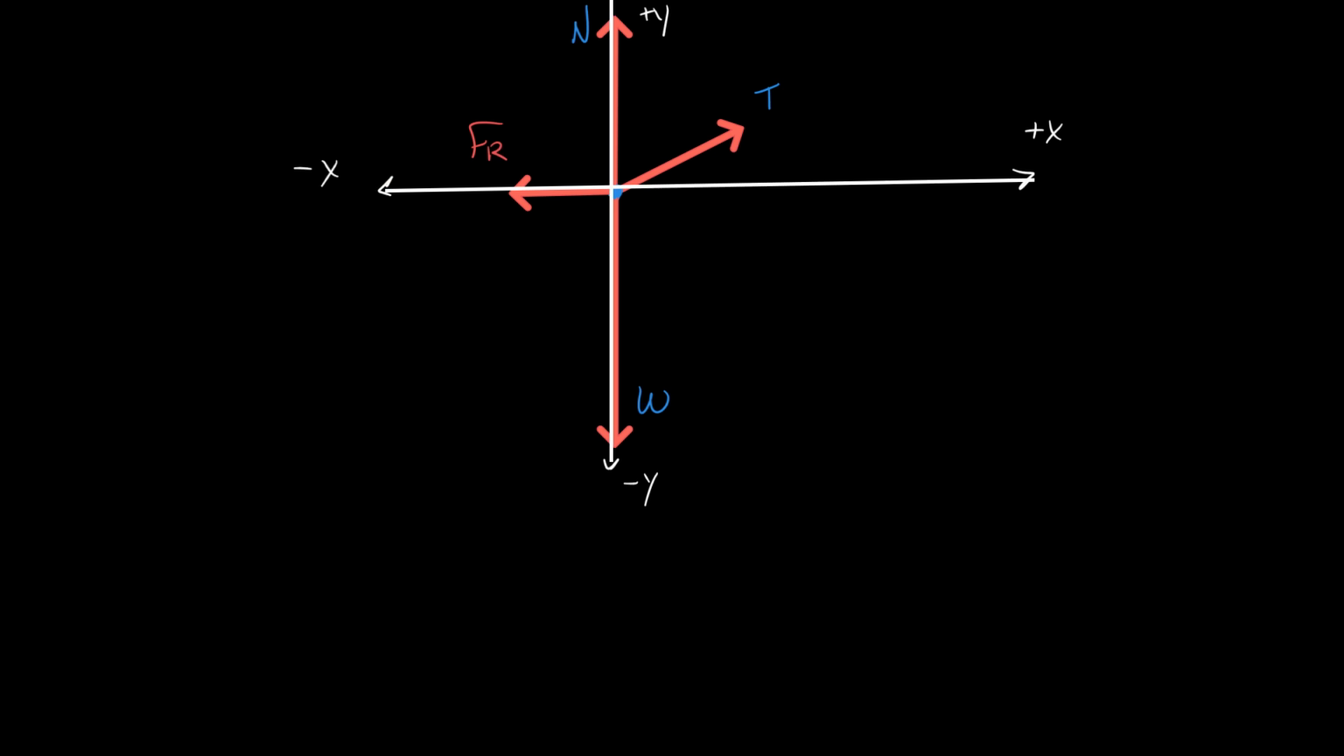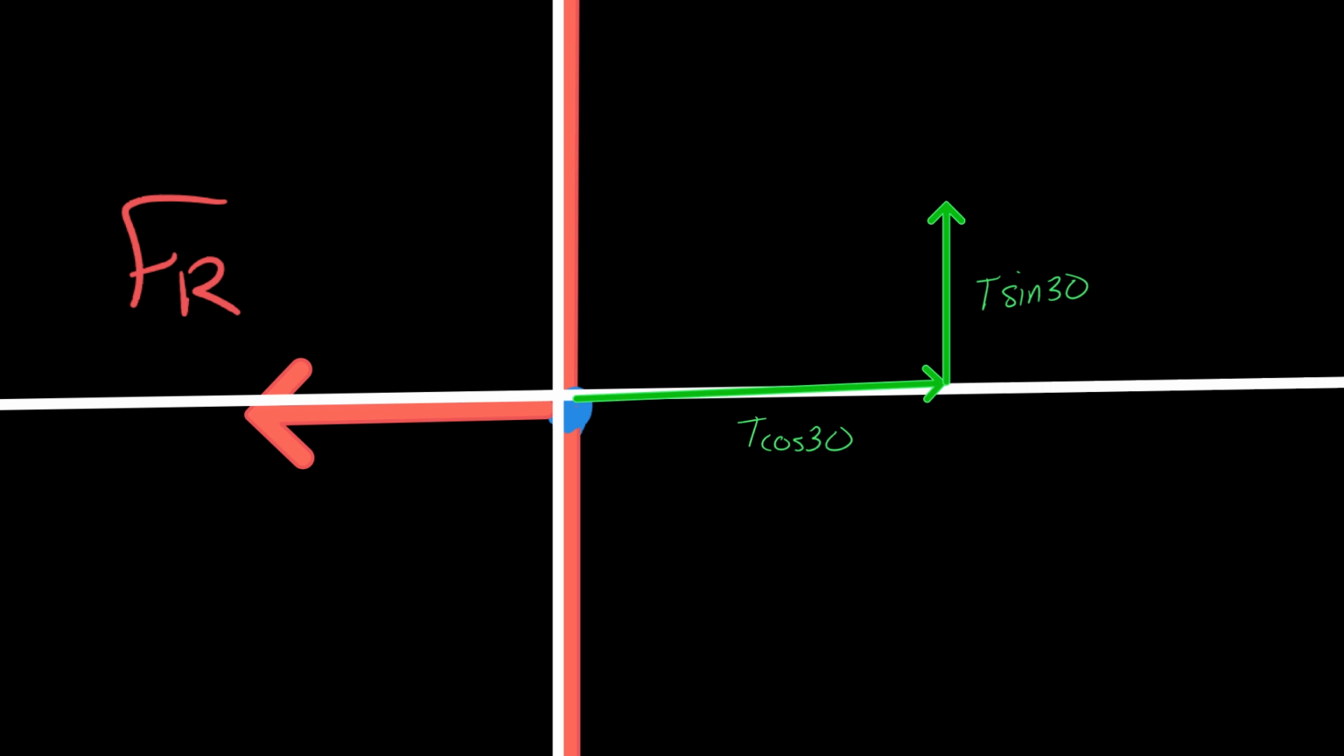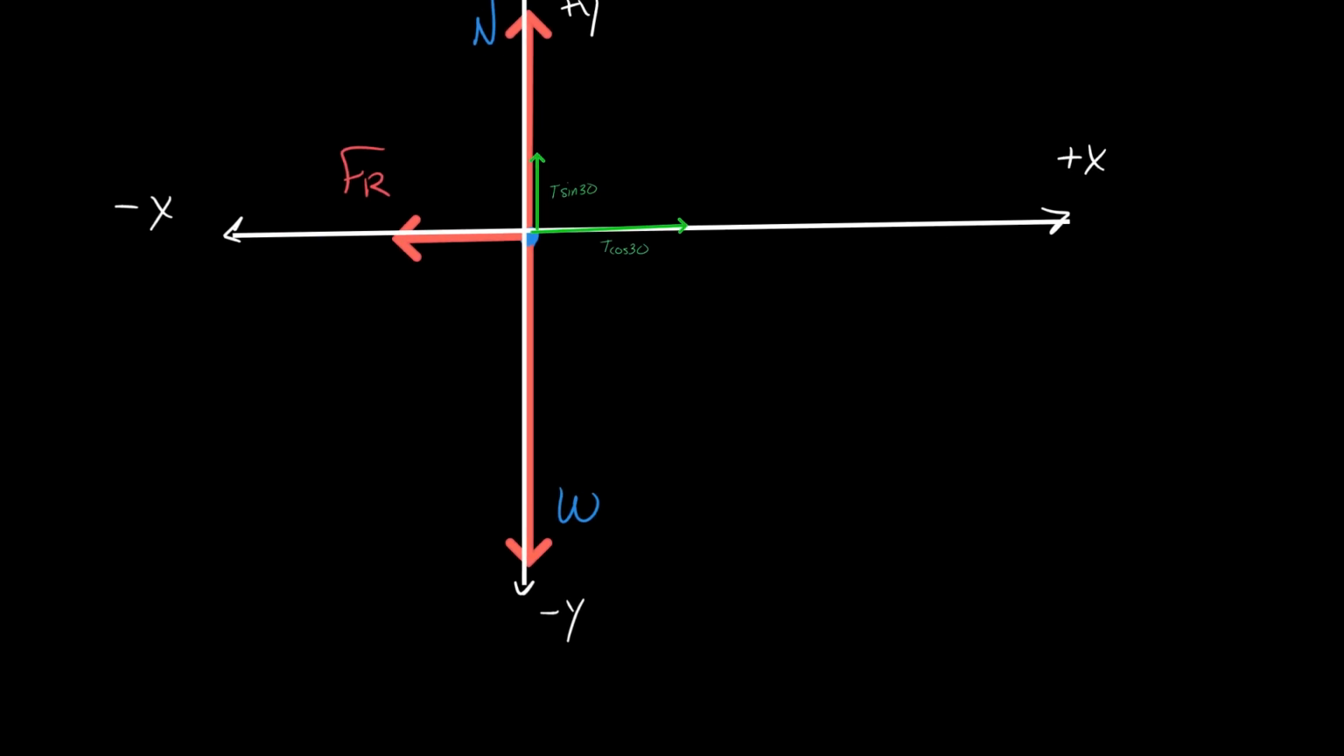I have one force that is off axis, so I'm going to have to break this force up into its components. There are two, of course. So I'll have a horizontal arrow here to indicate the force that's along the x direction, and a vertical one to indicate the amount of force that's in the y direction. T sine 30 and T cosine 30. Once I've done that, I don't need this anymore. There we go. That's what we're left with.